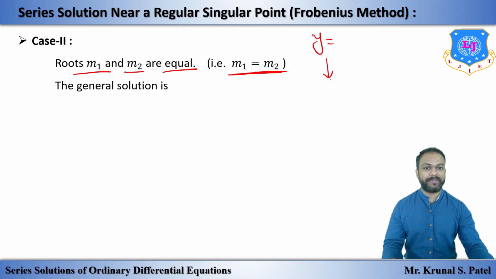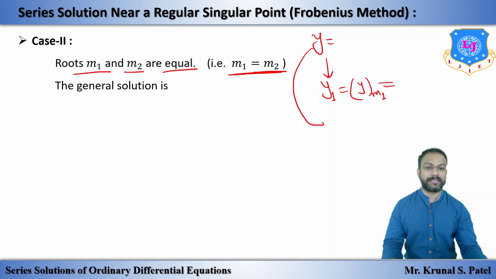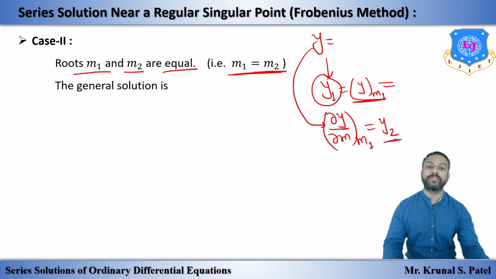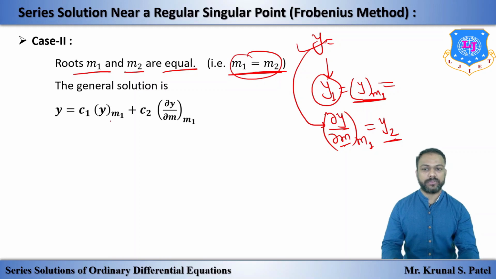Now in this y we will put first m1. So we have the first solution y1, by putting m1. And to find the second solution we will differentiate this y with respect to m partially, and then we will put m1, which is our second solution. So y1 is the same as in the previous case, but to find y2 we have to differentiate this y partially with respect to m, and then we will put m1 or m2 because both are equal. So this is our general solution.